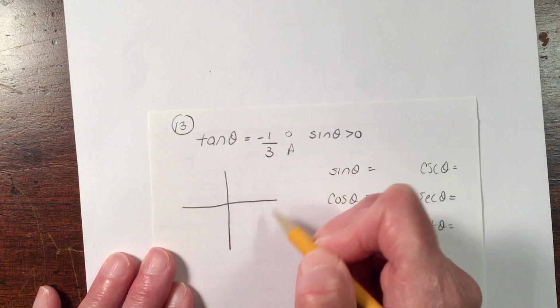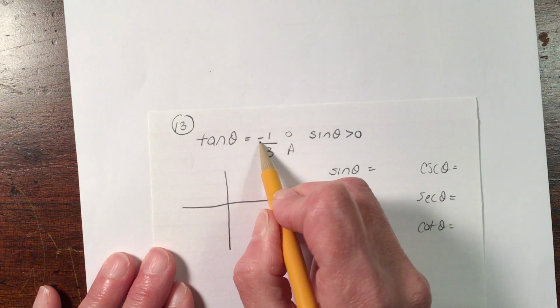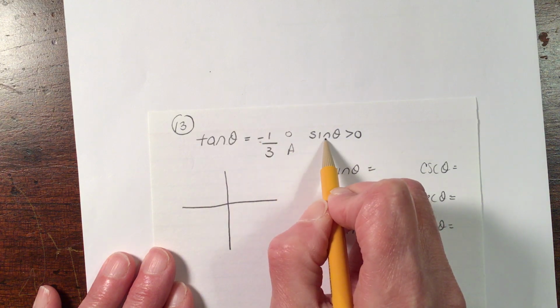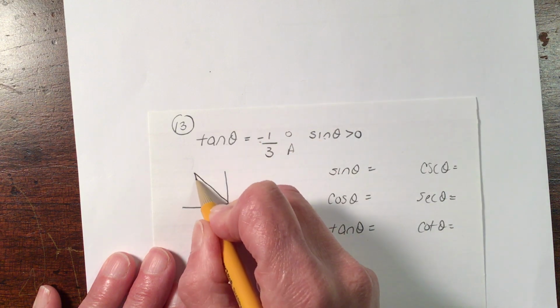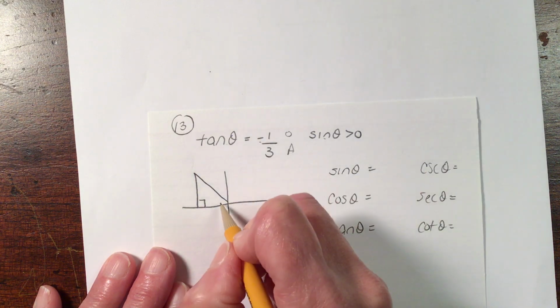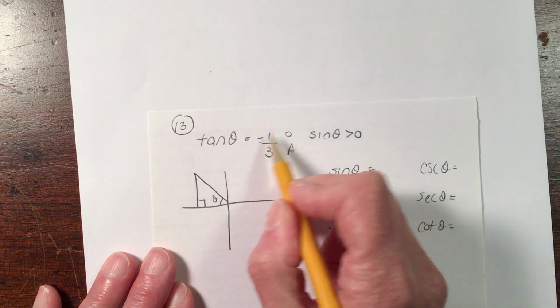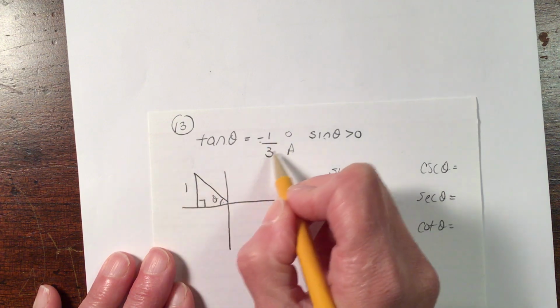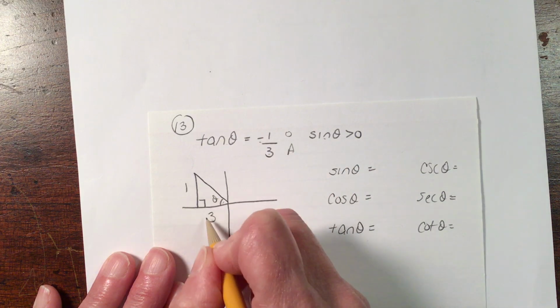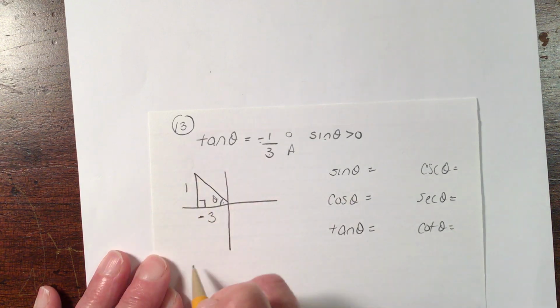Tangent is opposite over adjacent. So I want to find out what quadrant the tan is negative and the sine is positive. And that happens in quadrant 2. So now this is my angle, and I'm going to use this angle to help me. Opposite, adjacent, and since this is the negative part of the x-axis, I'm going to put the negative sign there. I need to find the hypotenuse.